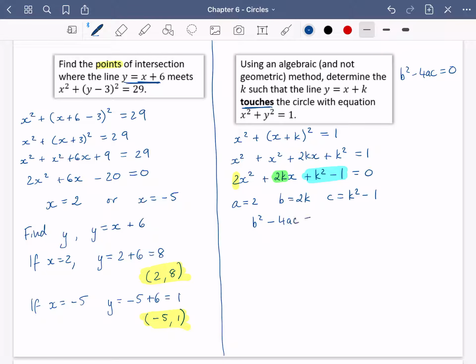And we want to write that down. b squared minus 4ac equals 0. So careful when you do b squared, you're going to have to bracket the whole thing. And you've got minus 4 times a times c, which I'm going to bracket as well because I want to multiply it by the whole thing. And we come up with this. So (2k) squared is 4k squared. And then we've got minus 8 times k squared, which is minus 8k squared. And then we've got here minus 8 multiplied by minus 1, which becomes plus 8. And that is equal to 0. So we've got 4k squared minus 8k squared. That's minus 4k squared plus 8 equals 0.